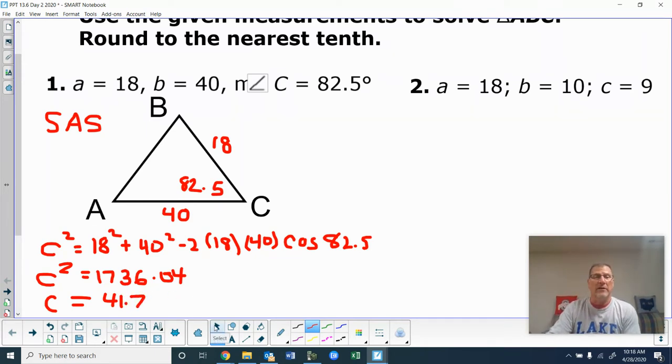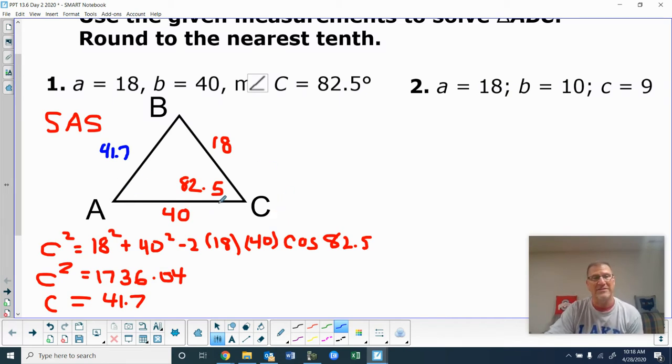All right, so that's not finished. Some of you are stopping there, okay? Put it in a different color. That gets me side C, 41.7. Okay, now I got to find angle B and angle A yet, all right?